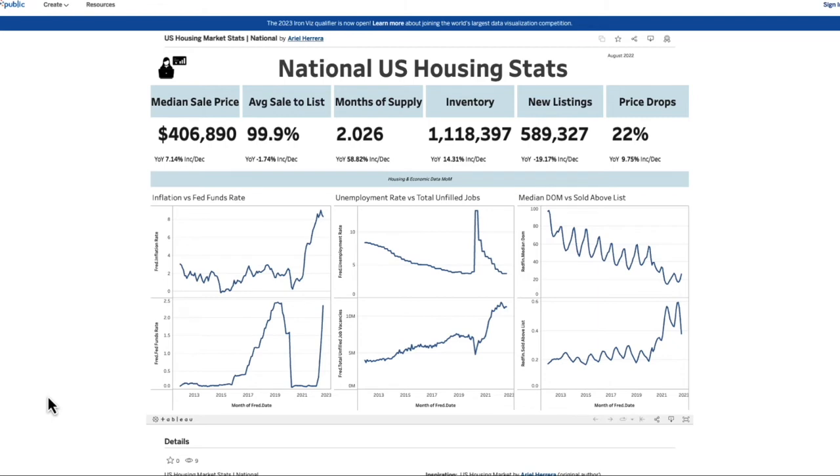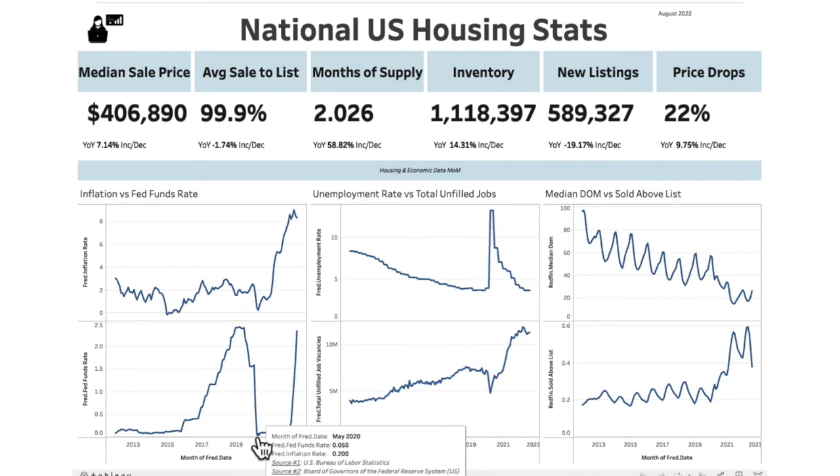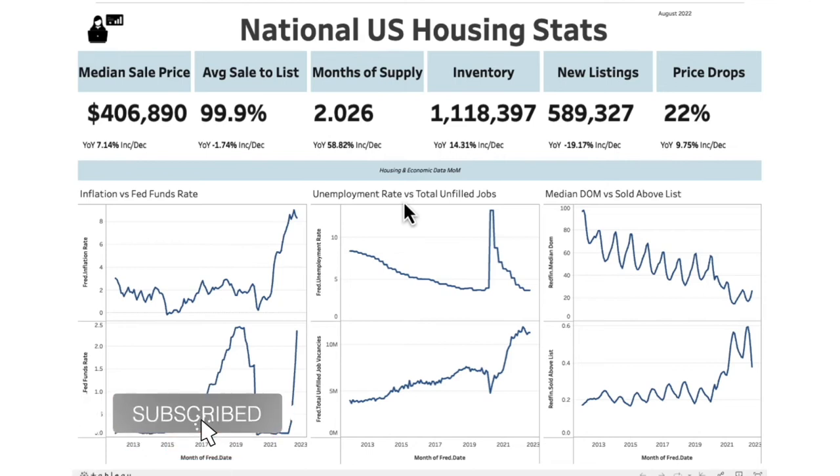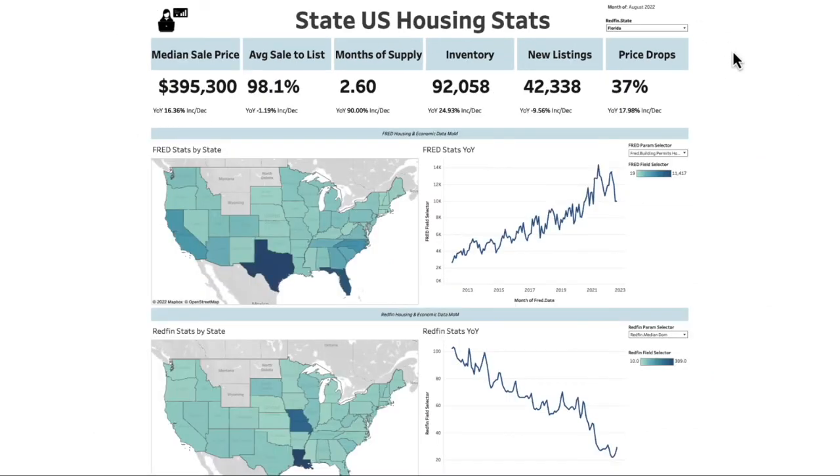Now, what's really neat is that in this dashboard, we're coupling data not just with US housing, but we're also taking economic stats. We could see on the far left, we have a chart here for inflation versus Fed funds rate. Between the time period of May 2020 to January 2022, we had historically low interest rates. And thus, there's a relationship that's inverse for inflation rate, where we see that has increased significantly within that time period, which is why the Fed is looking currently to increase the Fed funds rate to bring inflation levels down. We can also see inverse relationships with unemployment rate versus total unfilled jobs, as well as days on market and sold above list.